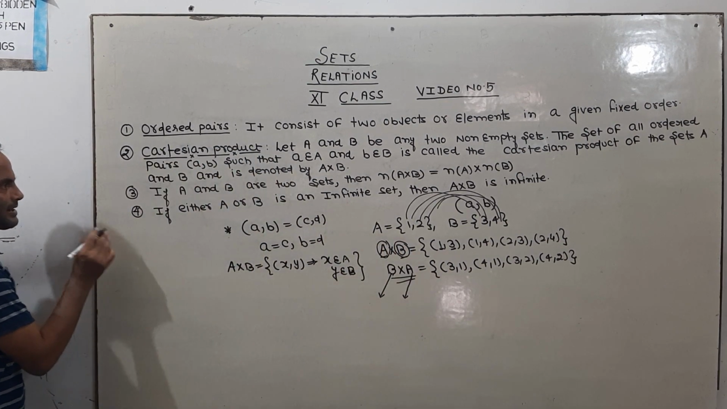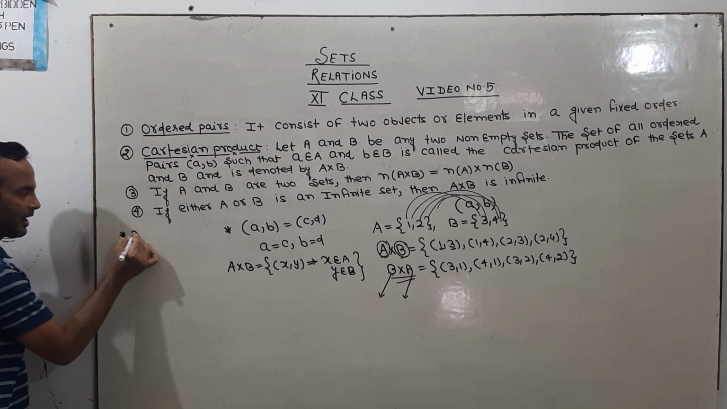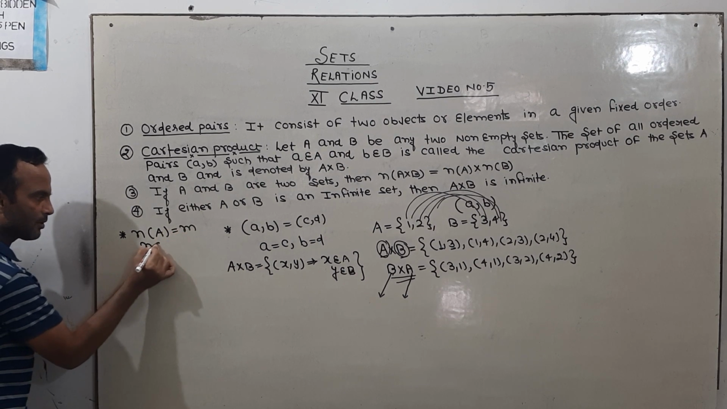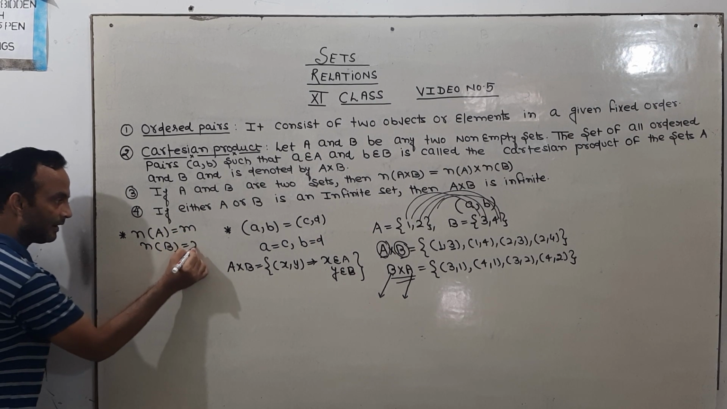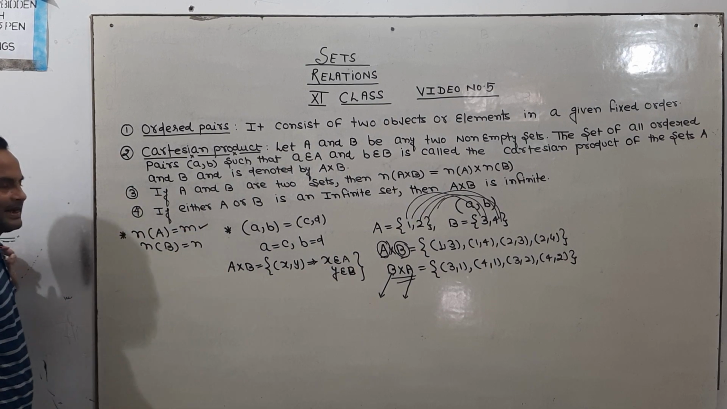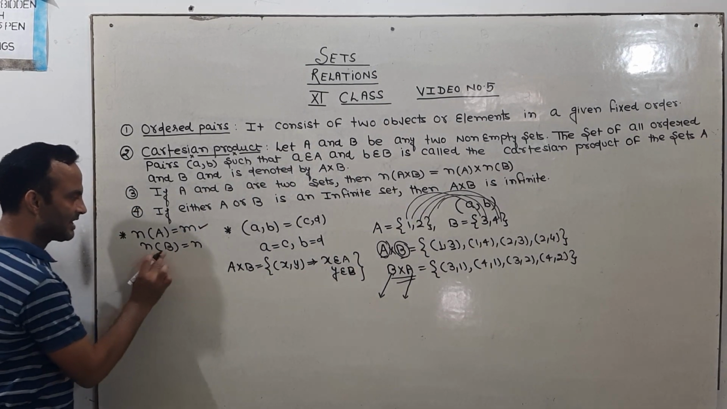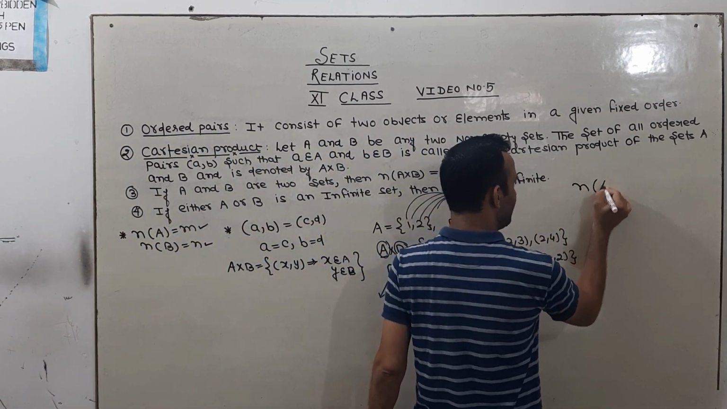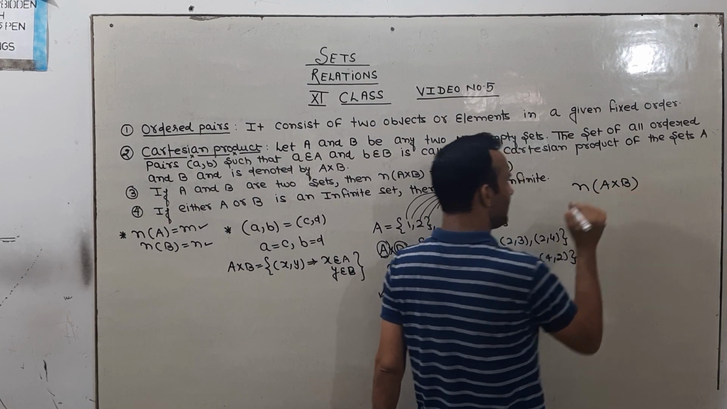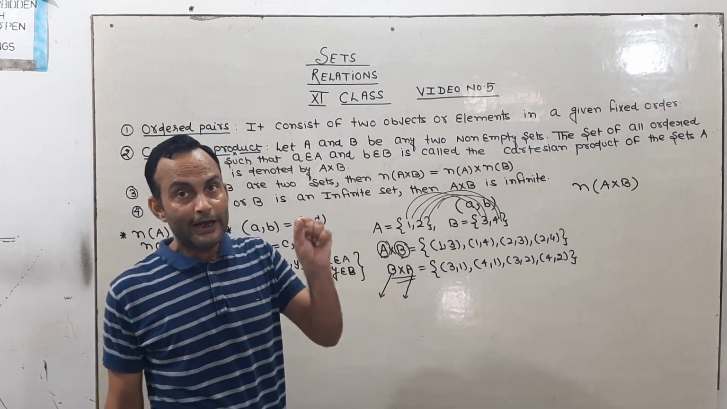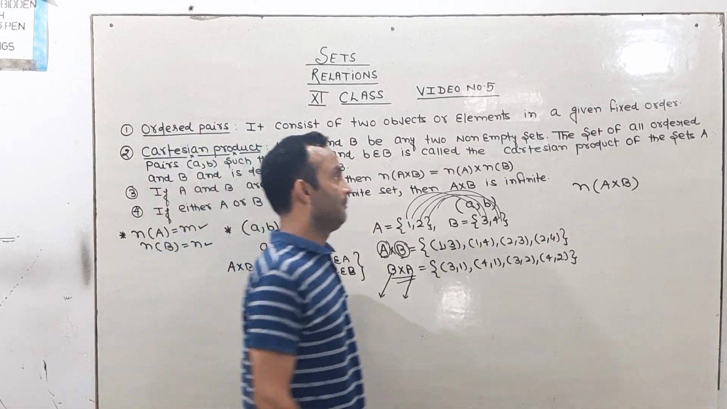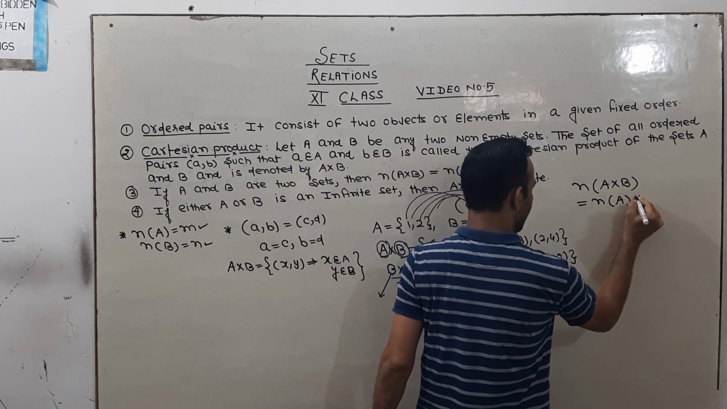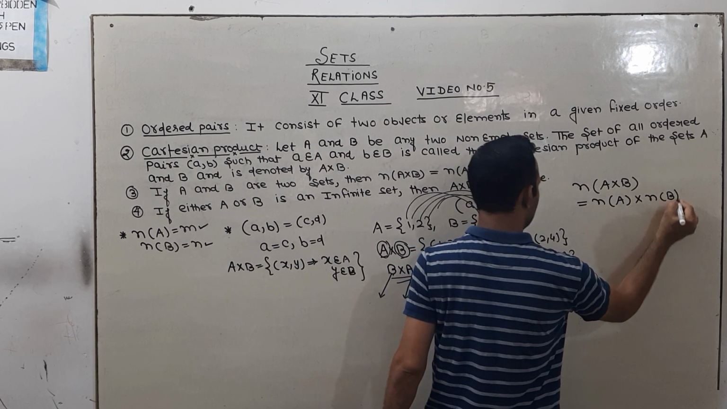Now dear students, come to the next concept. If the cardinal number of set A is equal to m and the cardinal number of set B is equal to n, means the number of elements present in set A is m and the number of elements present in set B is n, then what is the cardinal number of A cross B? इसका मतलब A cross B में कितने ordered pairs आएंगे? The cardinal number of A cross B is the cardinal number of A multiplied with the cardinal number of B.